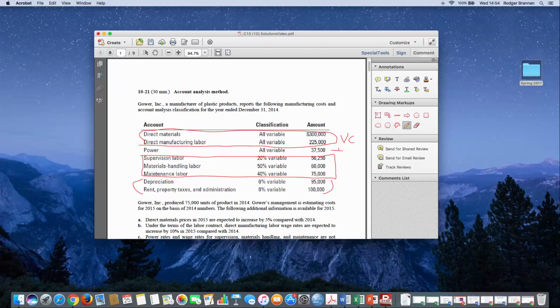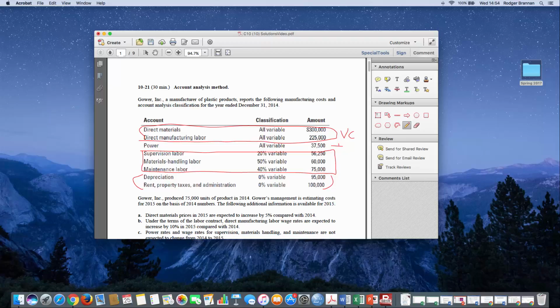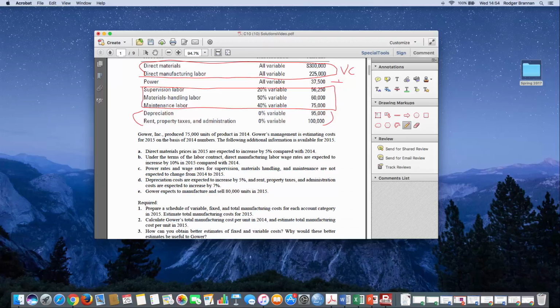So account analysis basically will start with the account name, and then there'll be a column for the total amount of the cost, where the cost accountants and engineers will say, here's the total amount. Then there'll be a column for variable cost and one for fixed cost. And first of all, we're looking at 2014. We're assuming that there are going to be 75,000 units produced, and these costs that we see up here are a result of that production of 75,000 units.